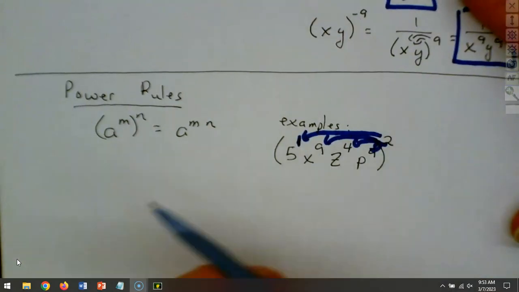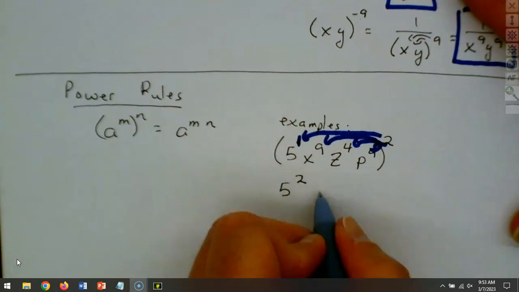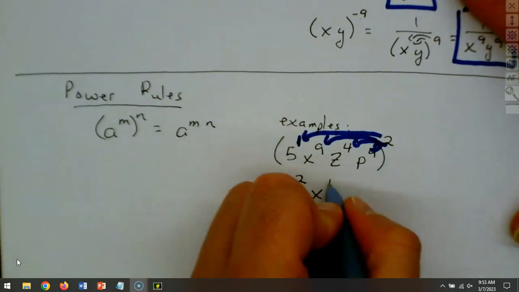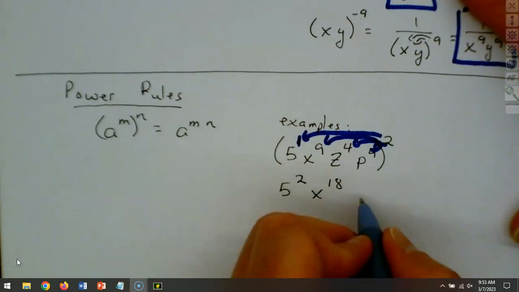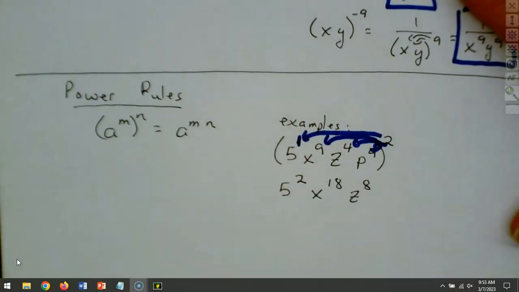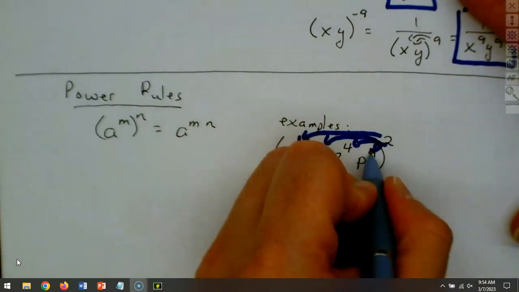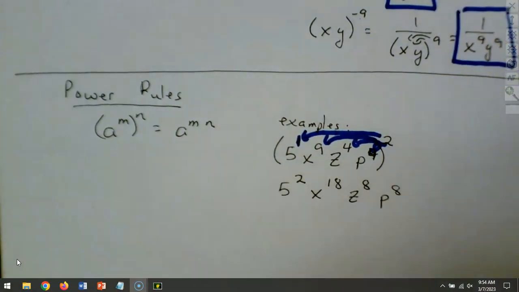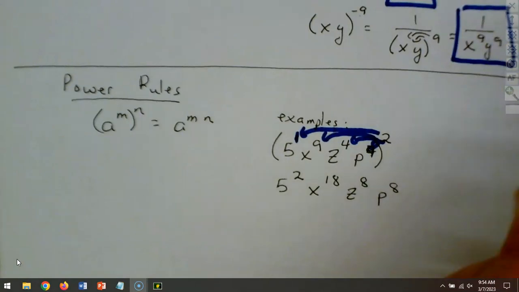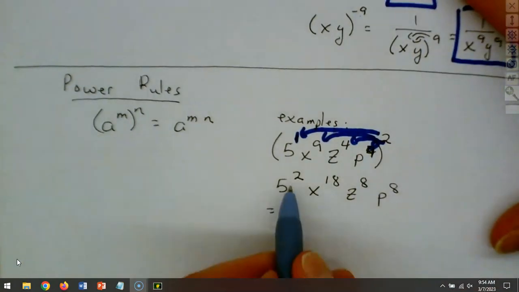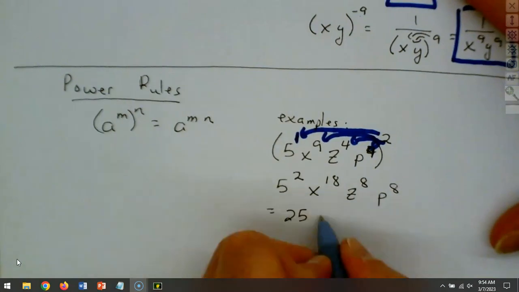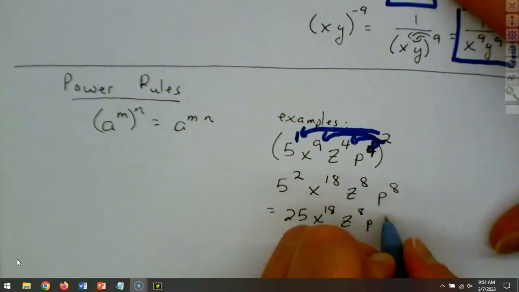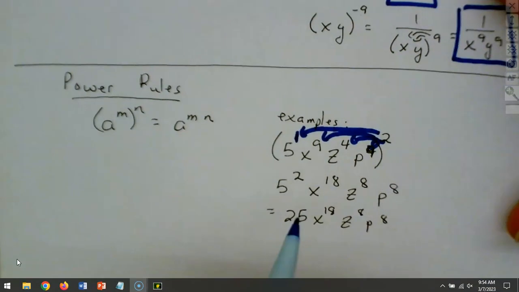So when I distribute that squared through, that becomes 5 squared. And just think about distributing with multiplication. 2 times 9 makes it x to the 18th power. 2 times 4 makes it then z to the 8th power. And then this is a 4 here. 4 times 2 makes it a p to the 8th power. And that would be your answer. And you could actually break this up if you wanted, because we could reduce it down, because 5 squared is what? 25. So that's going to be our final finished answer there.